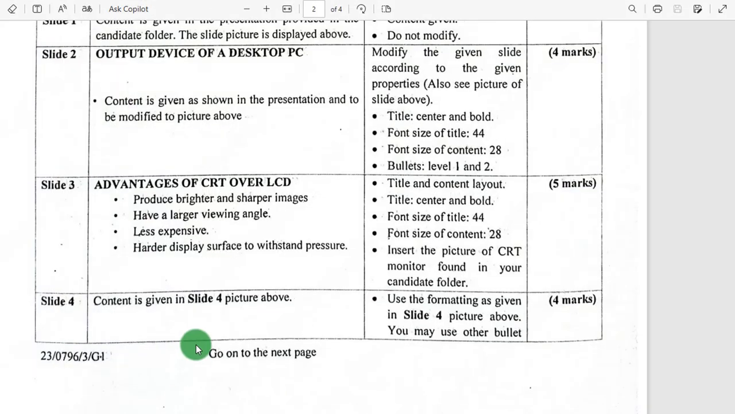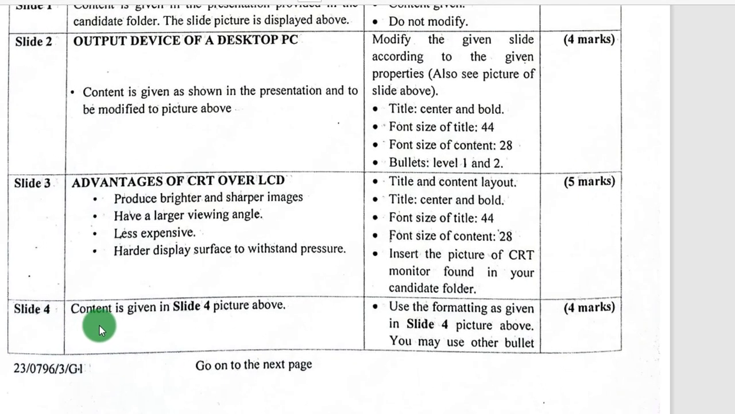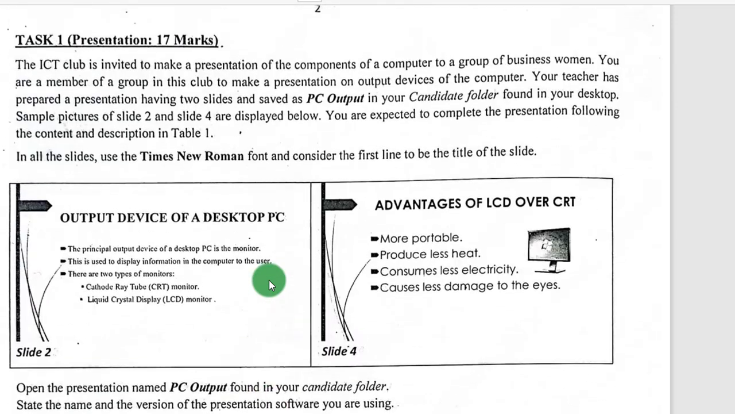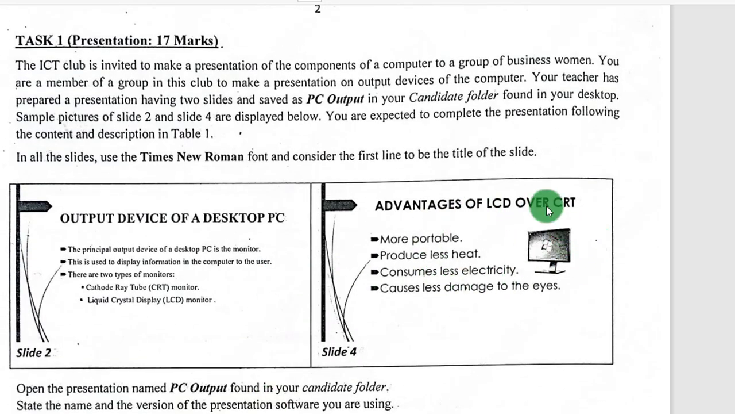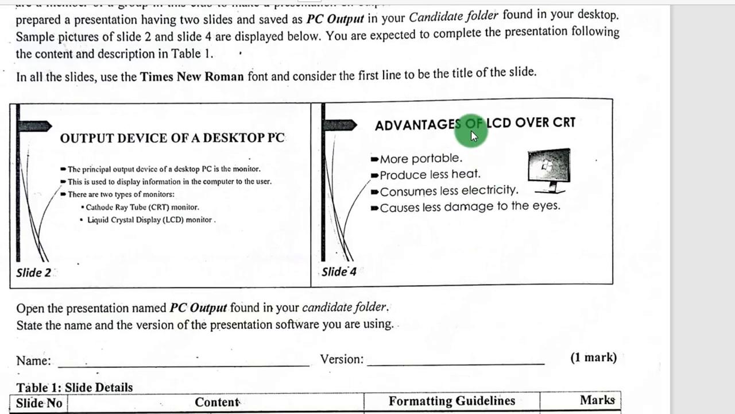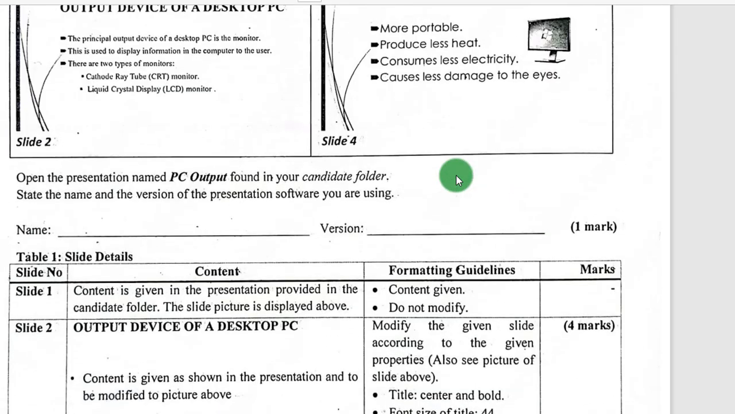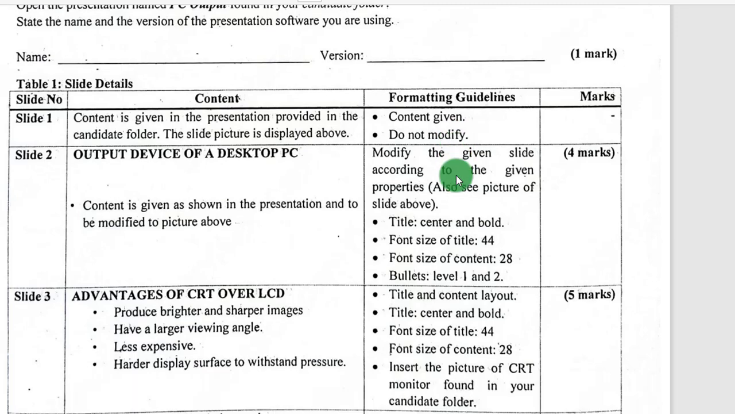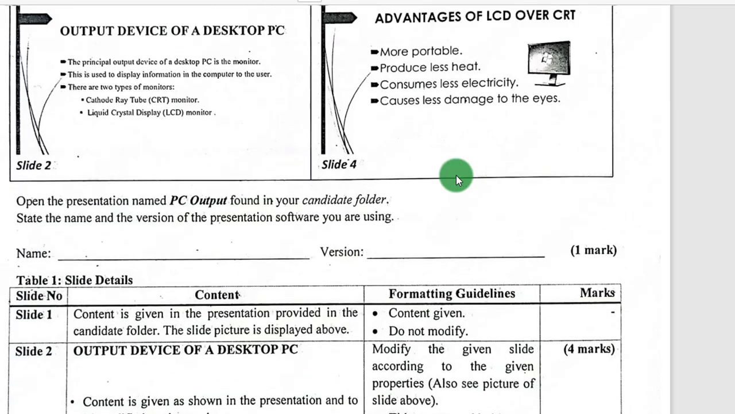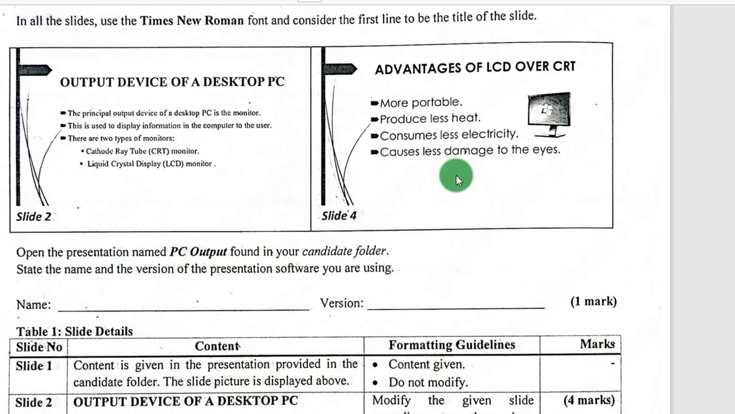The next question, slide 4, they say content is given in slide 4 picture above. So the content here, you just move to this image here. This is it here. They are asking you to copy this content. And you are seeing that they even made a mistake this year. Look at something, they made a mistake. The mistake they made this year is that, or the content is the same thing. No, it's not the same thing.